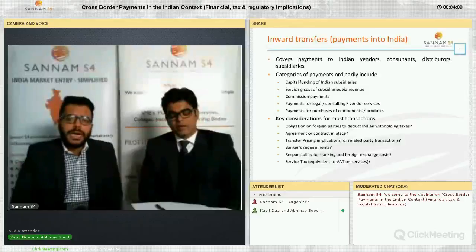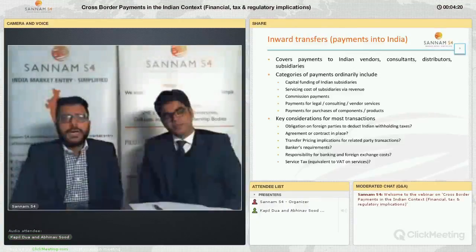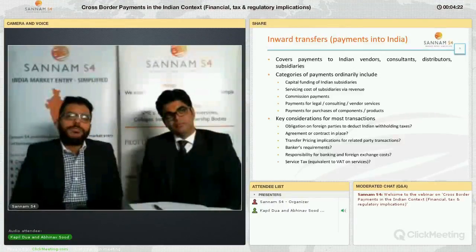First of all, a capital gain of your Indian subsidiary. So whenever you want to send money into India, another way to transfer funds into India.